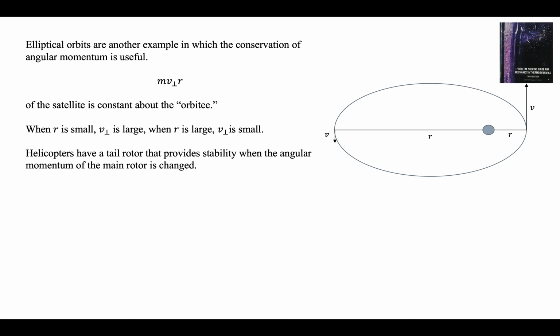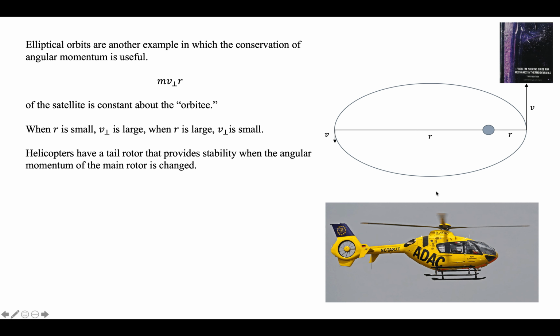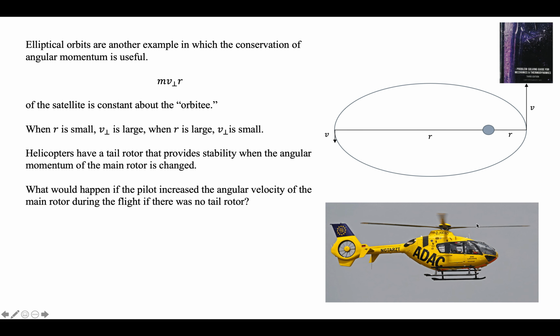Helicopters have a tail rotor. It provides stability when the angular momentum of the main rotor is changed. So here's a helicopter. There's the tail rotor. What would happen if the angular speed of the main rotor was changed but the tail rotor was out? Angular momentum of the helicopter is conserved. So if you try to spin the blades faster this way, the whole helicopter is going to spin the other way. So the helicopter is going to spin in the opposite direction. The tail rotor prevents that.